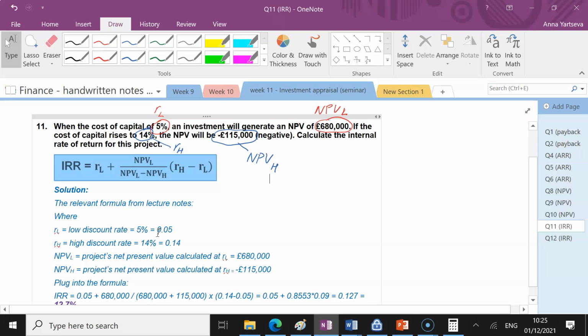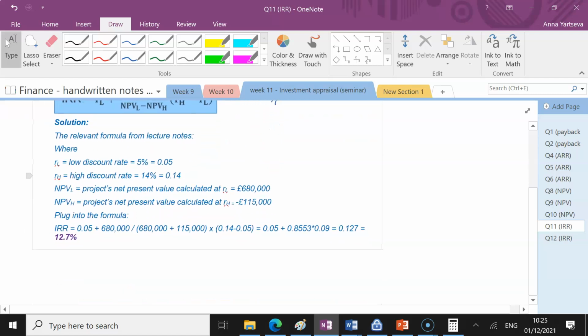So low discount rate is 5%, high discount rate is 14%. We've just been given this. There might be some exercises where you are asked to select any discount rate. Just choose whatever you feel is appropriate. If you happen to generate both positive net present values, change one of them, get another one, higher or lower. If you happen to get, again, two negative numbers, change one of the rates and try to recalculate them.